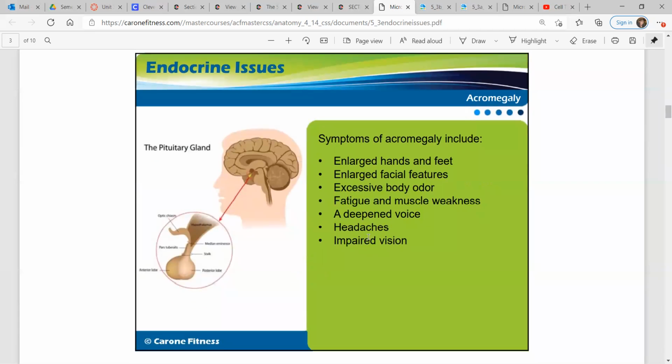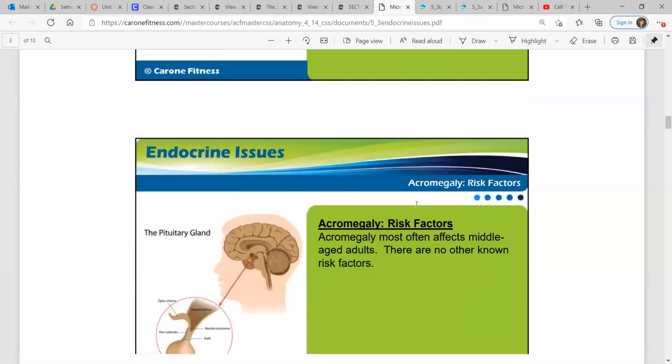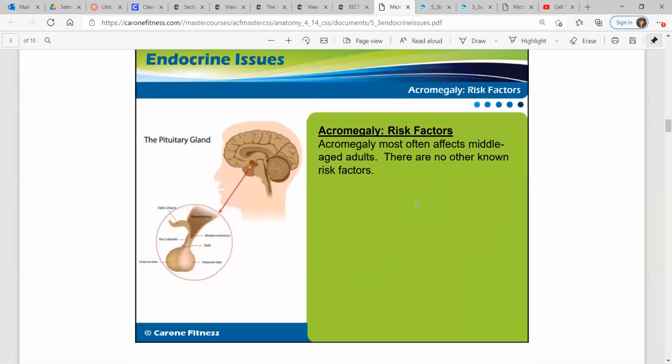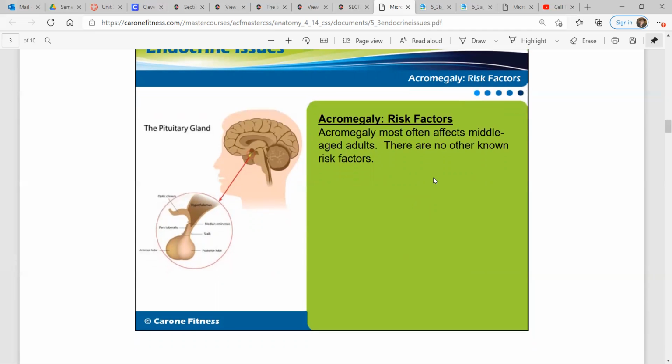So what are the symptoms to look out for? Well, like we said, enlarged feet and hands, enlarged facial features, excessive body odor, fatigue and muscle weakness, a deepened voice, headaches, and impaired vision. What are some of the risk factors? Well, most often this affects middle-aged adults. There are no other known risk factors besides that.